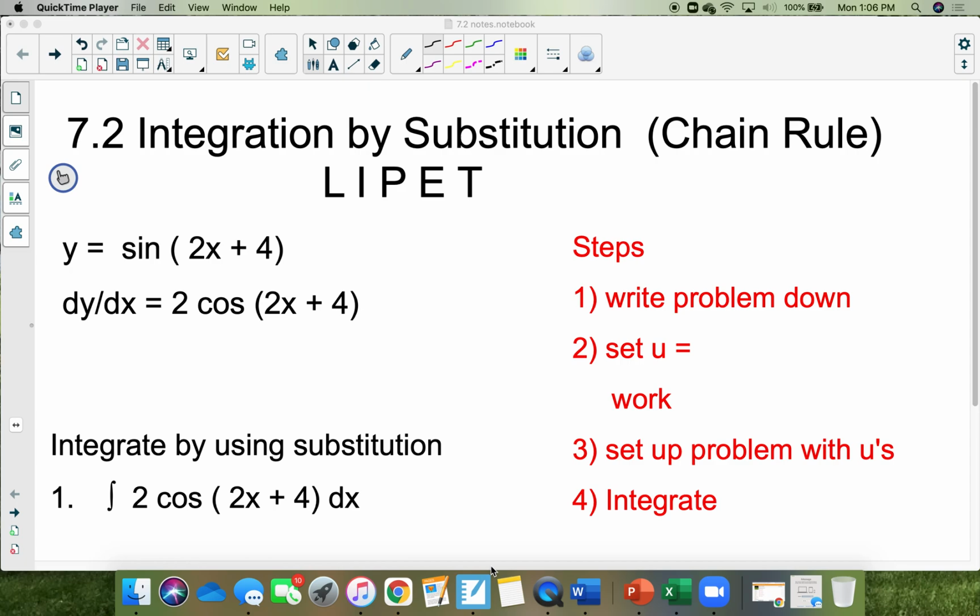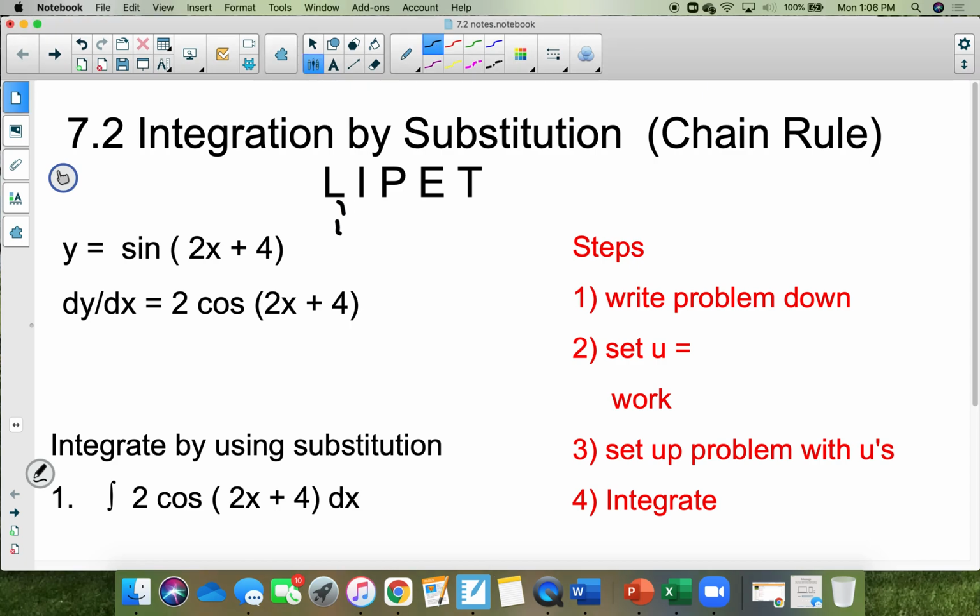In 7.1, you learned how to integrate pretty basic type problems and learning the formulas. Now you're going to learn how to do the chain rule backwards. You need to use the chain rule for logs if it's an inverse, if it's a polynomial, if it's a trig function, and exponents.